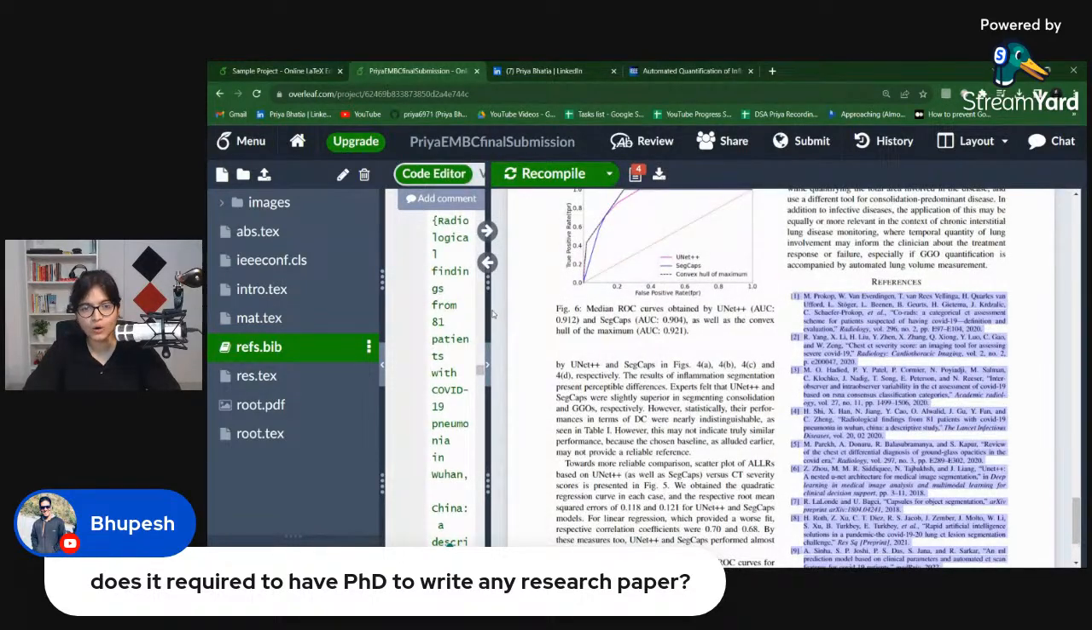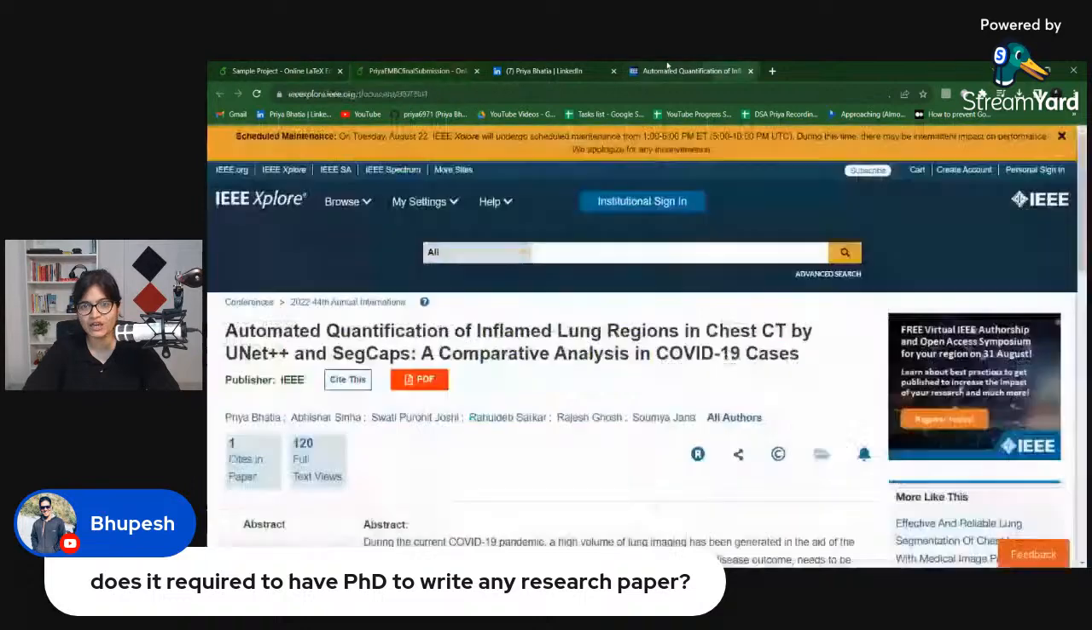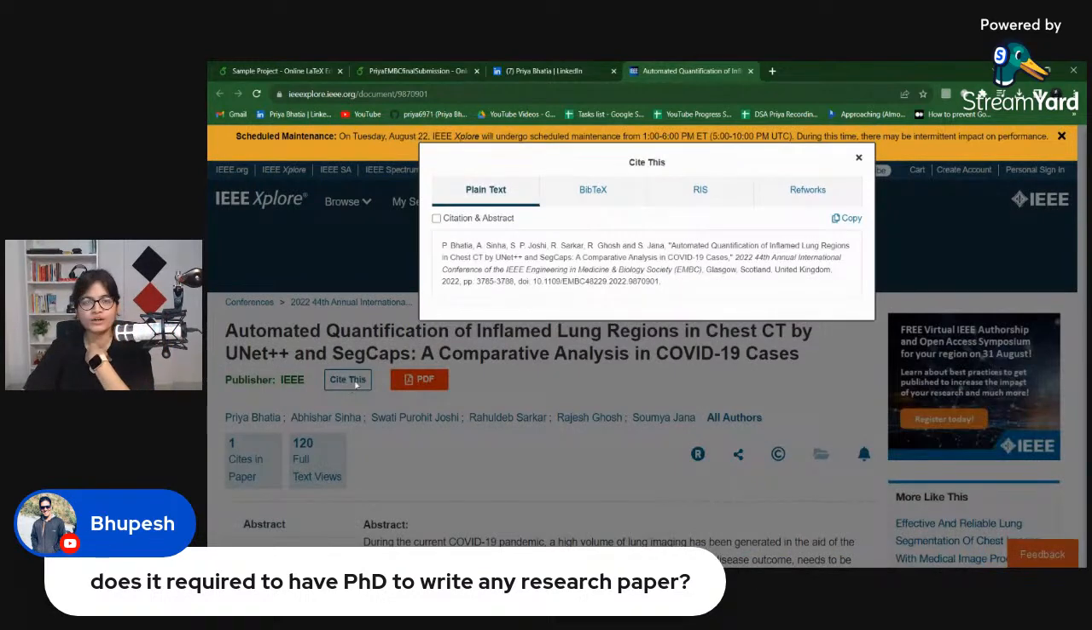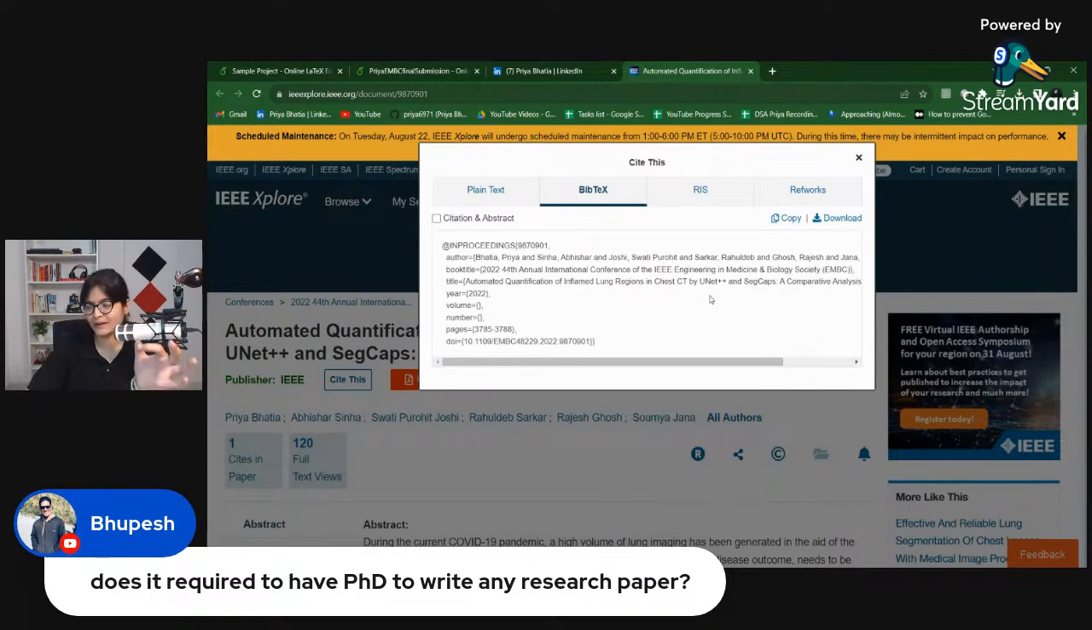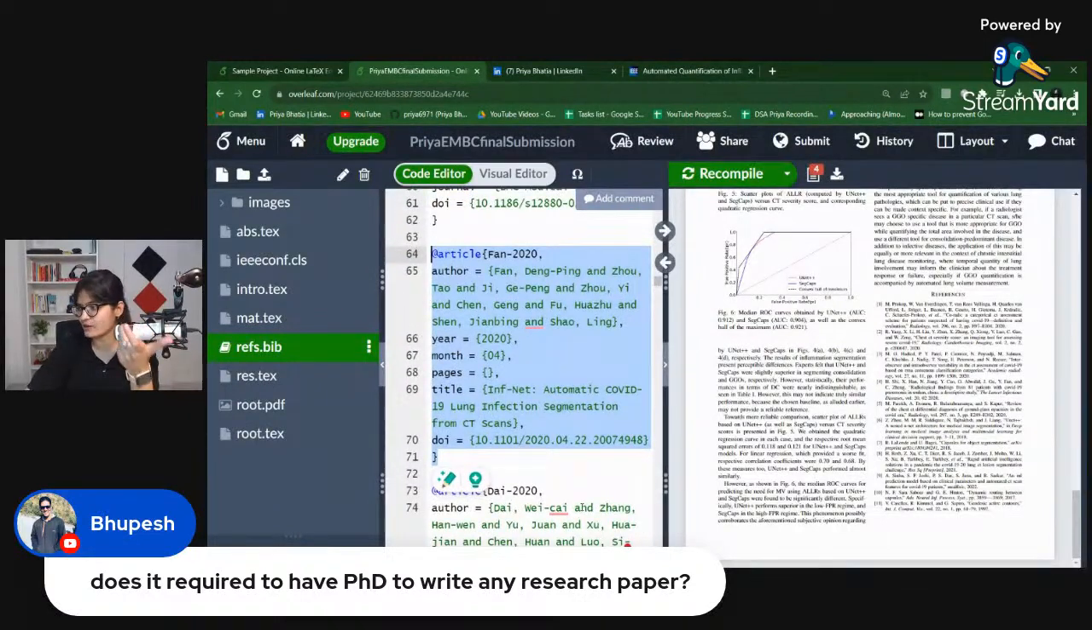Okay. Now, how will you get this data which I am referring to here? Usually, whenever you go to any of the publications, you have the option of citing. Can you see this? Cite this. Let's say someone has used my research paper to do their research. What he or she will do is go to bib tags. Here you will get the LaTeX code, which you will copy and paste into this refs.bib file in order to refer to it in your research paper.